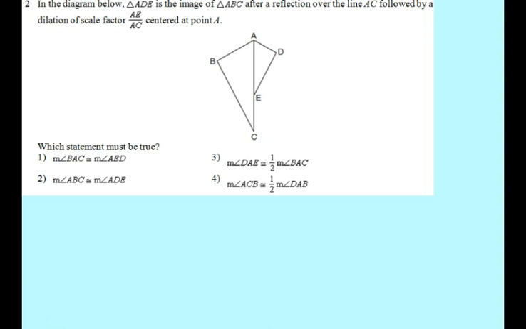Next question. I'm looking at the answer choices. It looks like they want you to recognize relationships from the diagram, not necessarily applying a rule directly. So read this question carefully. They're talking about a reflection over a line. They're talking about dilation with a scale factor.